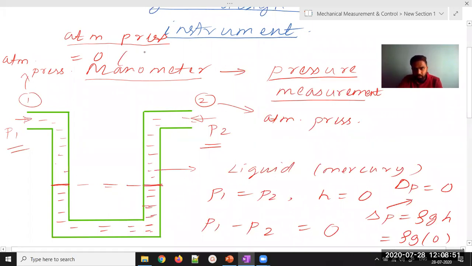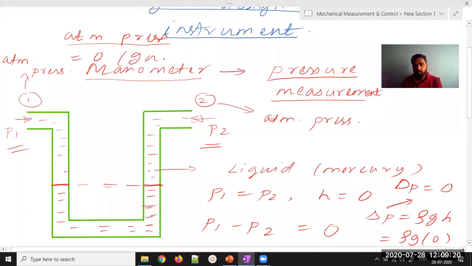Atmospheric pressure is considered to be zero when we consider it with respect to, I forgot that word. Can anyone let me remind? What do we call it as? Atmospheric pressure is considered to be zero when we consider it with reference to, anyone? Can anyone reply to me? Atmospheric pressure is 1 bar. But when do we consider it to be equal to zero? When we consider it, no, it is called as gauge pressure, not manometer.